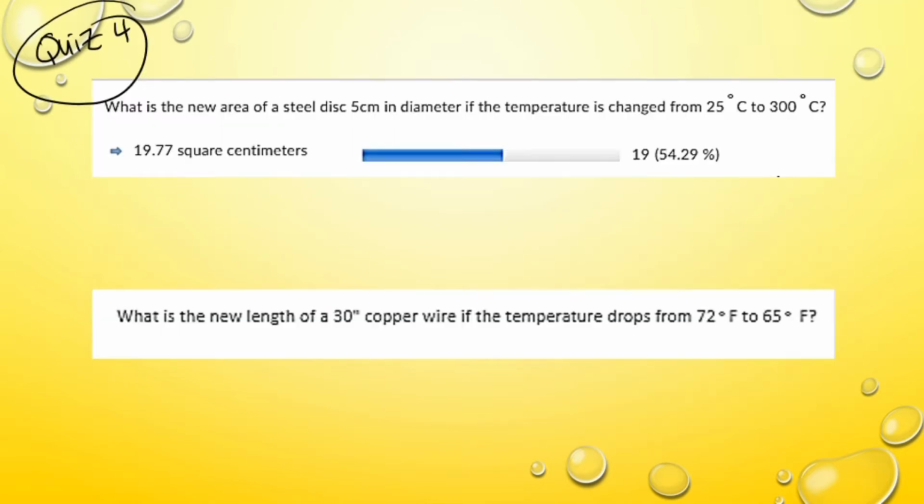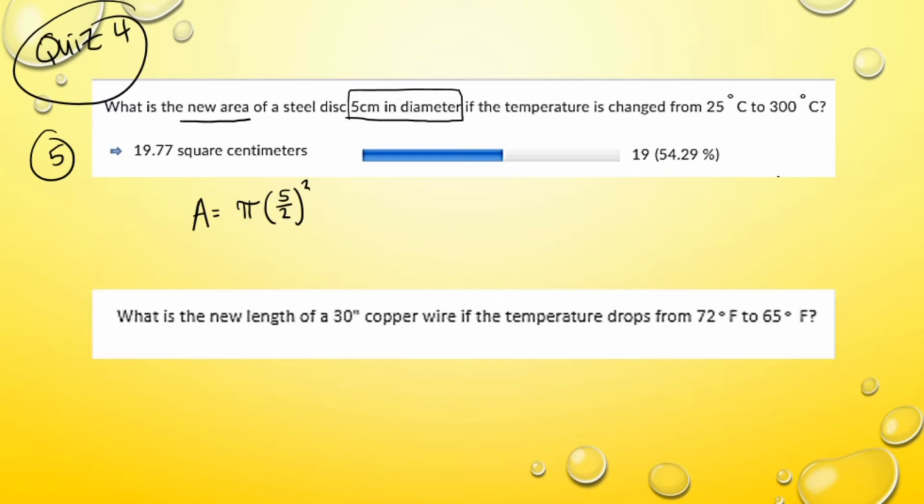To quickly look at quiz 4, where things went wrong. I mean, most people got it right, but I think this is question 5. What is the new area of a steel disc that is 5 centimeters in diameter? So remember, if this is 5 centimeters in diameter, this is an area question. So in order to do this, your original area must be pi r squared, so 5 divided by 2, right, to make a radius squared. And that goes into the formula. So I saw a few people picking 5.02 or 5.07 or whatever because they've used a diameter. So whenever it's an area, even if I give you a diameter, please remember to change it to radius.